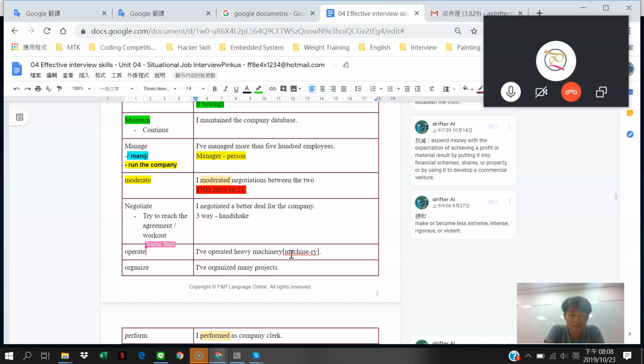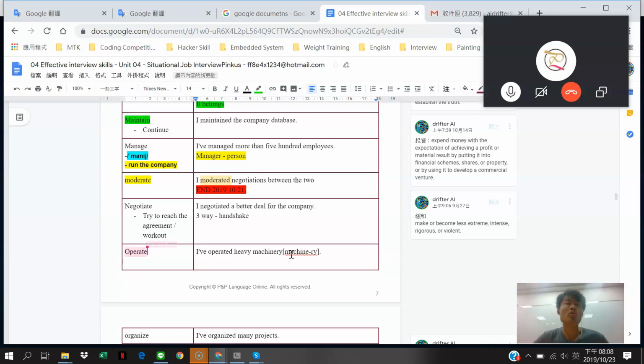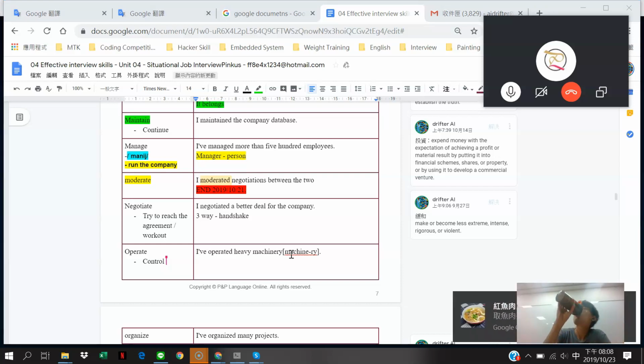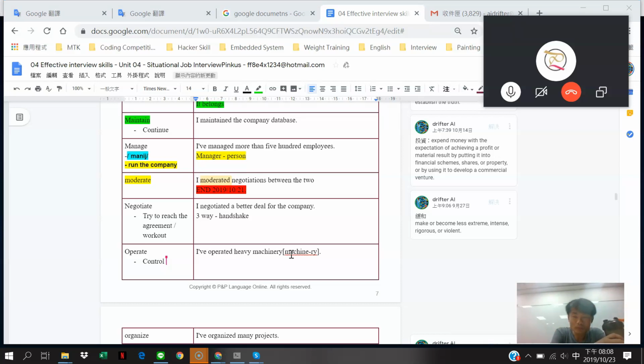So, what do you think is the meaning of the word operate? It's like you control or handle the machine. Correct. So, the synonym of the word is you control something. It could be a machine or something else that you need to operate, right? Or you run something. So, for example, I'm operating the computer. You are the person who controls it or uses it or utilizes it.